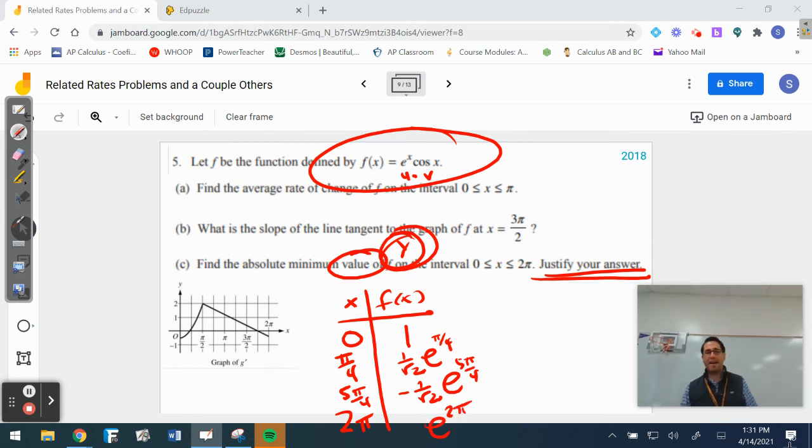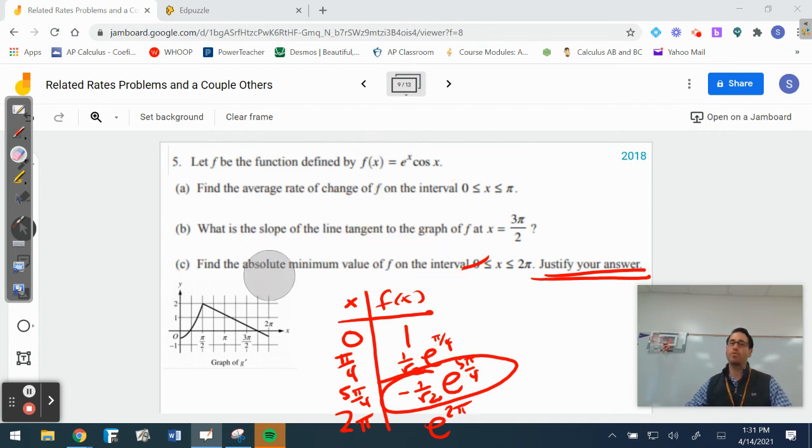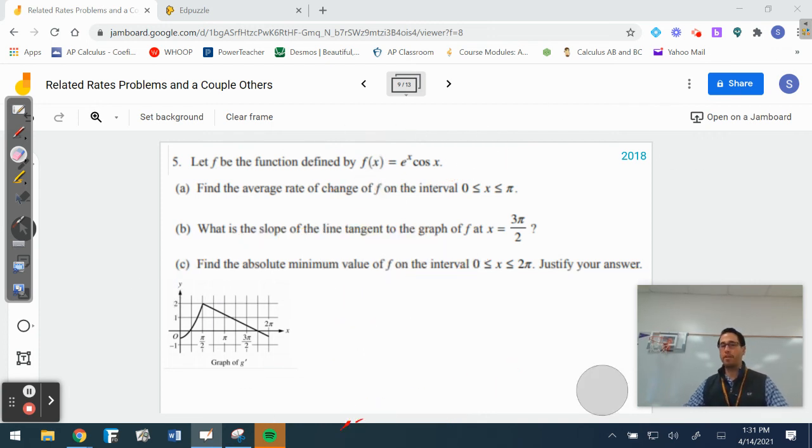Boy, should it be obvious what the answer is? I only have one negative, and that'd be the minimum. Make sure you answer the question, though. They asked for the minimum value, and it would be negative 1 over radical 2 e to the 5 pi over 4, or negative root 2 over 2. You don't have to use 1 over radical 2, that's the fancy way. It's really root 2 over 2 if we're really familiar with the unit circle. Okay, guys? All right, here we go.